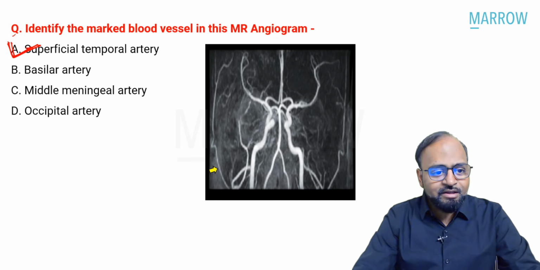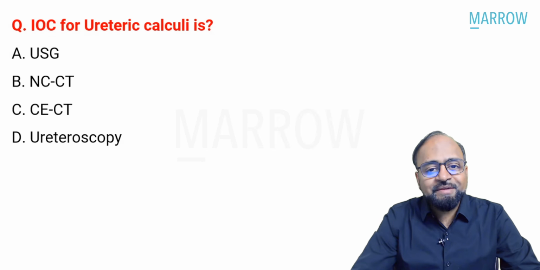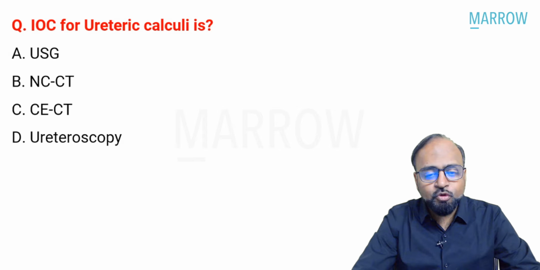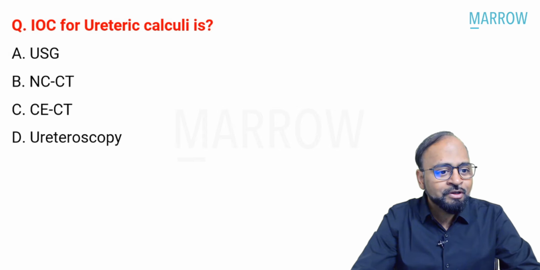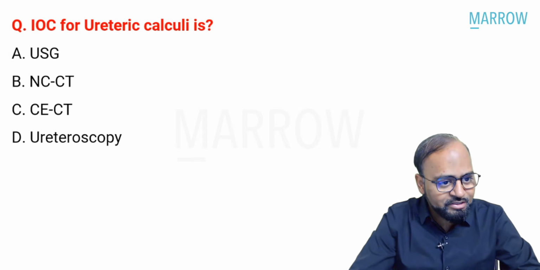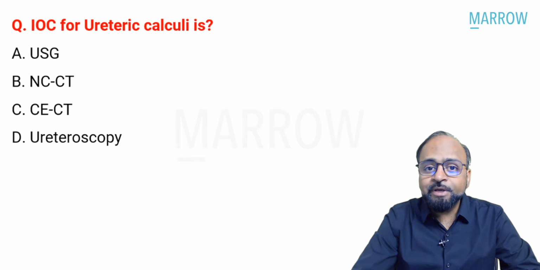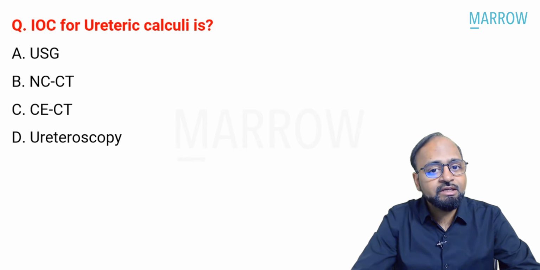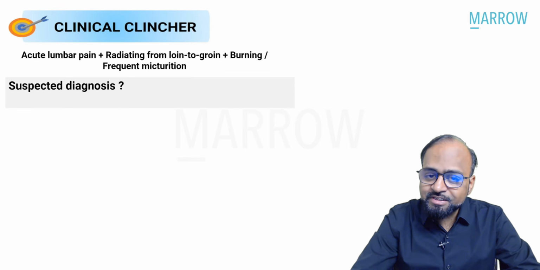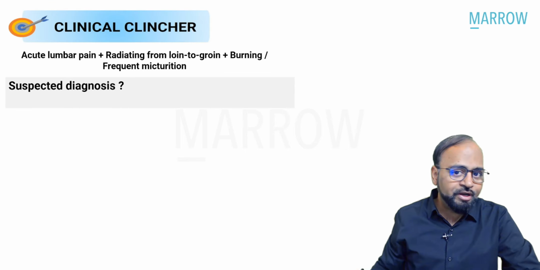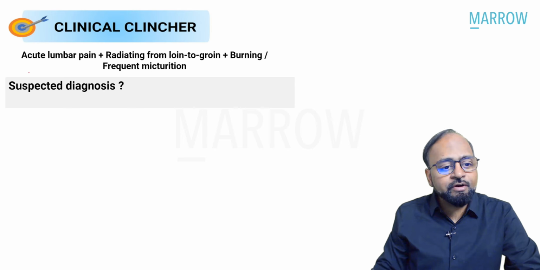Yes. Now, for a change, this time they asked you a simple one-liner question, right? No long clinical stem here. They just ask you, what is the investigation of choice for ureteric calculi? Let me take you back to what we have discussed in the main stem marrow videos in the genitourinary tract, where we discussed this clinical clincher. So frequently asked in these exams. It is a favorite of your examiners.